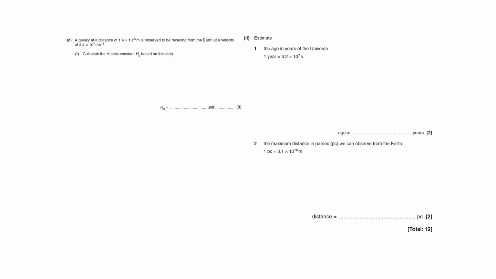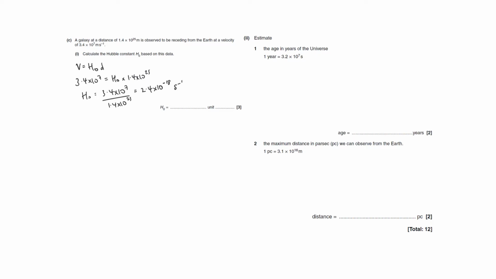So for this question, we have a galaxy at 1.4 times 10 to the 25 receding from Earth at 3.4 times 10 to the 7, and we have to calculate H0. So we know V equals H0 D. So V is 3.4 times 10 to the 7, and that's then equal to H0 multiplied by the distance, which is 1.4 times 10 to the 25. So rearrange for H0. So V over D, 3.4 times 10 to the 7 over 1.4 times 10 to the 25, and that then gives us an answer of 2.4 times 10 to the minus 18 per second.